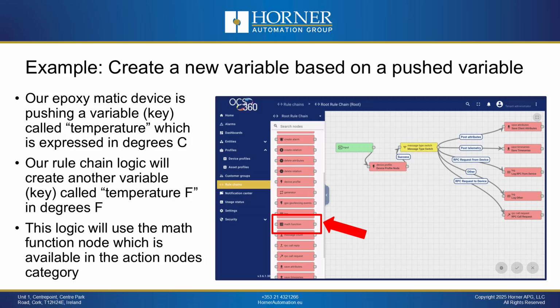Now to create this new variable, which is a converted version of another variable, we are going to use the math function node, which we can find in the action nodes category. So that is what we are going to use for that. On the screen all you see still is the root rule chain without any changes made.